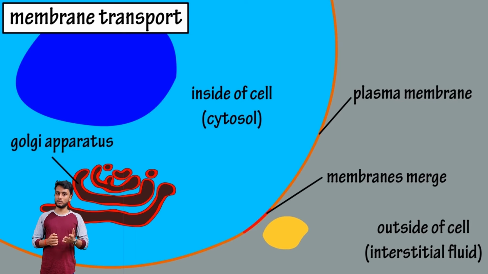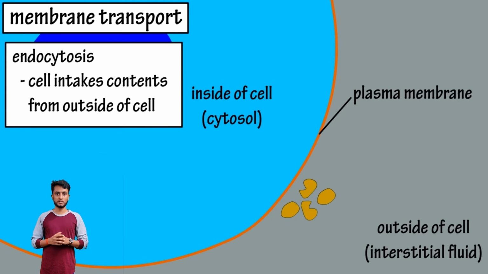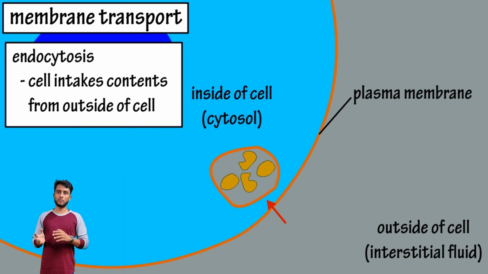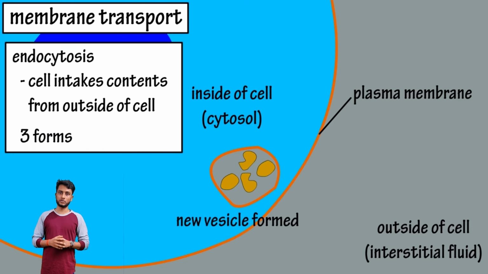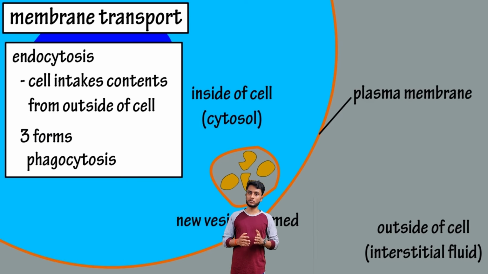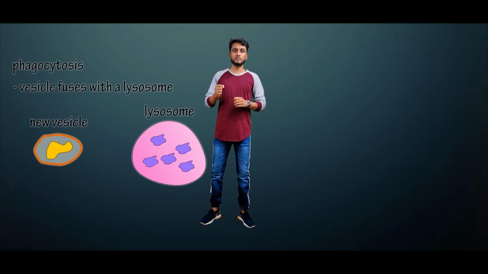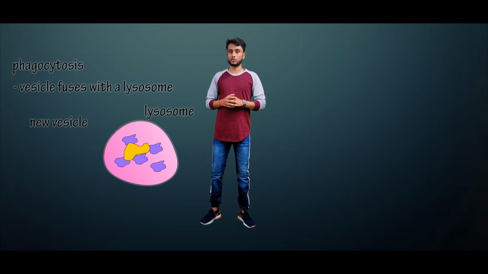On the other hand, the endocytosis process, as the name suggests, is the opposite of exocytosis. Here the material which needs to be transported inside the cell is trapped in by the membrane, forming a vesicle in which the materials get packed. There are three types of endocytosis: phagocytosis, pinocytosis, and receptor mediated endocytosis. In the process of phagocytosis, the vesicle containing the material which needs to be transported inside the cell gets fused with the lysosome, which contains different digestive enzymes.